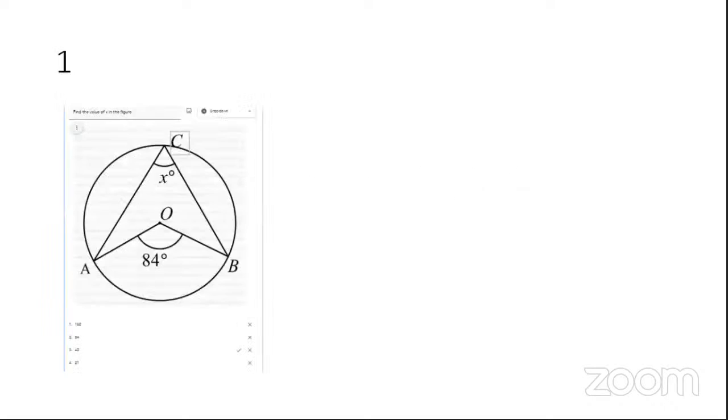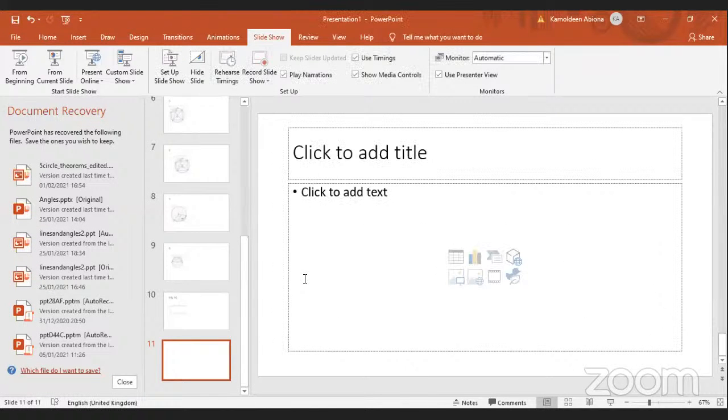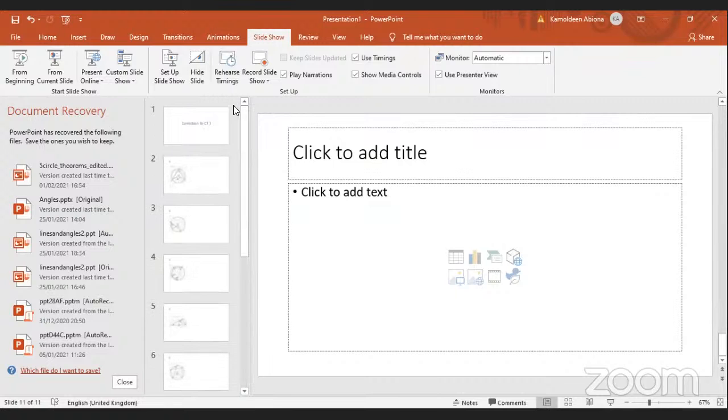So let's quickly take a look at the correction to the last assignment. Let's take it from the first question. Let me share my screen again.